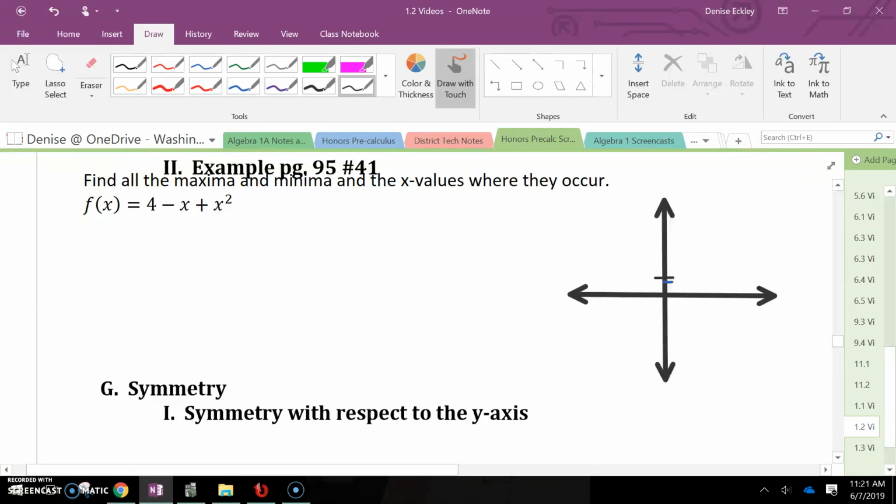Okay. I don't know what's going on there. Come on. My little pen's not working. There we go.